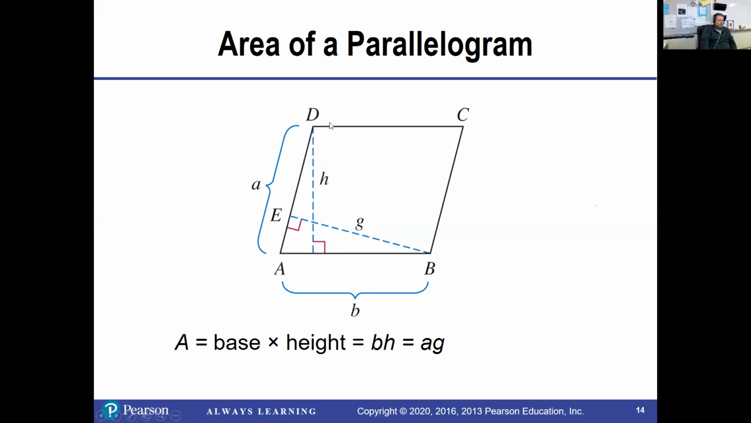Parallelogram. A parallelogram takes the height of a parallelogram here. Here's your height. And it also takes the base. So this is your base. So base times height. And the height has to be at a right angle. So we draw it inside the parallelogram. So the formula is base times height.